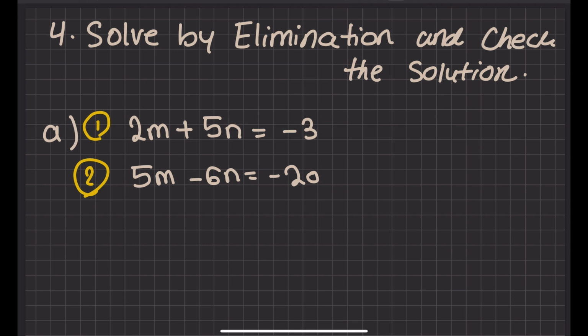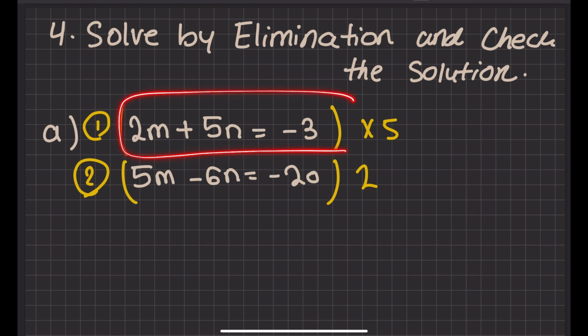So let's see, I want to use subtraction, not addition. What I have to do is multiply this by 5 to make it 10m here, and in here I have to multiply this by 2 to make it 10m here. So you see what I did? I multiplied the whole thing by the number of the variable that I want to get rid of.